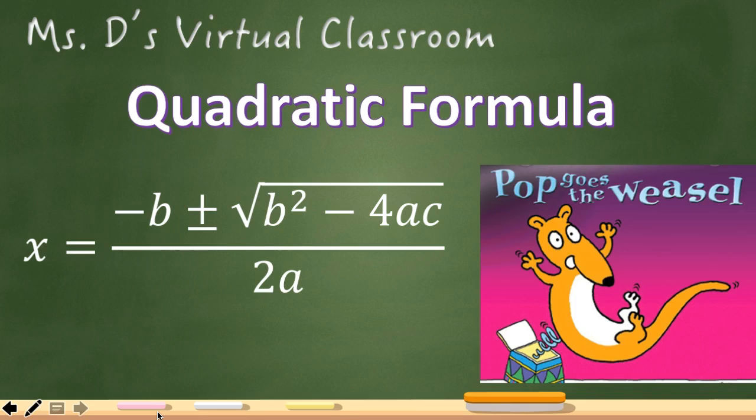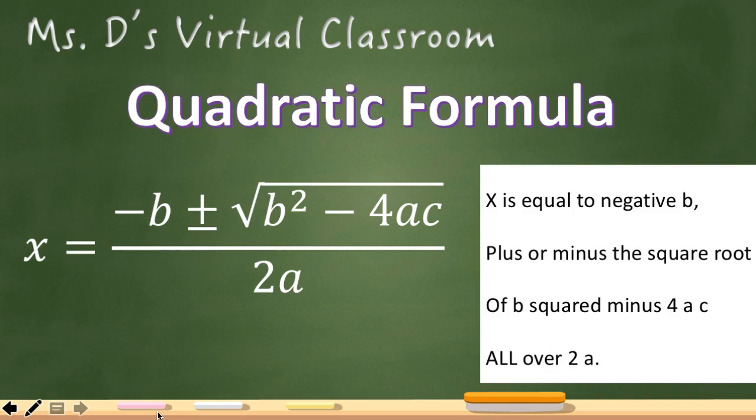Pop goes the weasel. Here's the quadratic formula version. X is equal to negative b plus or minus square root of b squared minus 4ac all over 2a. Try it at home a couple of times, and we'll sing it together in class first thing tomorrow.